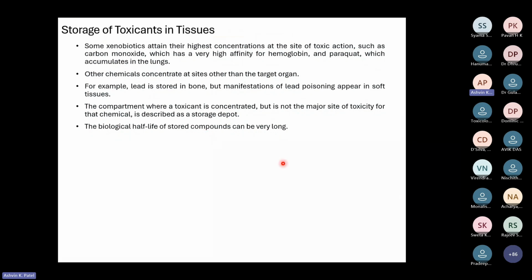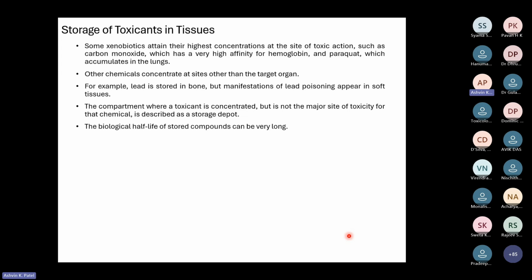Storage of toxicant in the tissue. Some xenobiotics attain their highest concentration at the site of toxic action, such as carbon monoxide, which has very high affinity for hemoglobin, and paraquat, which accumulates in the lungs. Other chemicals concentrate at sites other than the target organs.